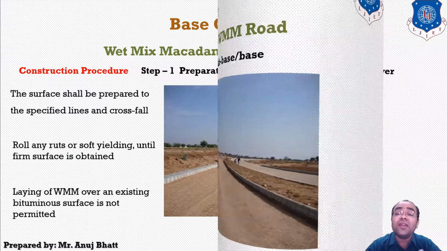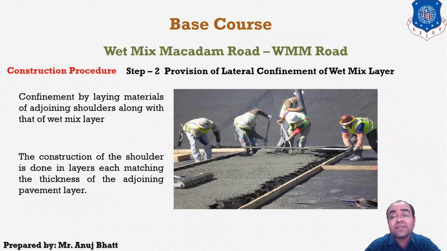Okay, now the next procedure that we have to follow after the preparation of base and sub-base course is providing the lateral confinement of the wet mix layer. Here in the figure you can see they are providing a confinement, such as wooden strips, okay. These are the confinements so that the material will not go outside the construction zone or construction area. While constructing wet mix macadam, the arrangement shall be made for the lateral confinement of wet mix, so it will not swell out to the border lines. Okay, this shall be done by laying the materials of adjoining shoulders along with that of the wet mix layer.